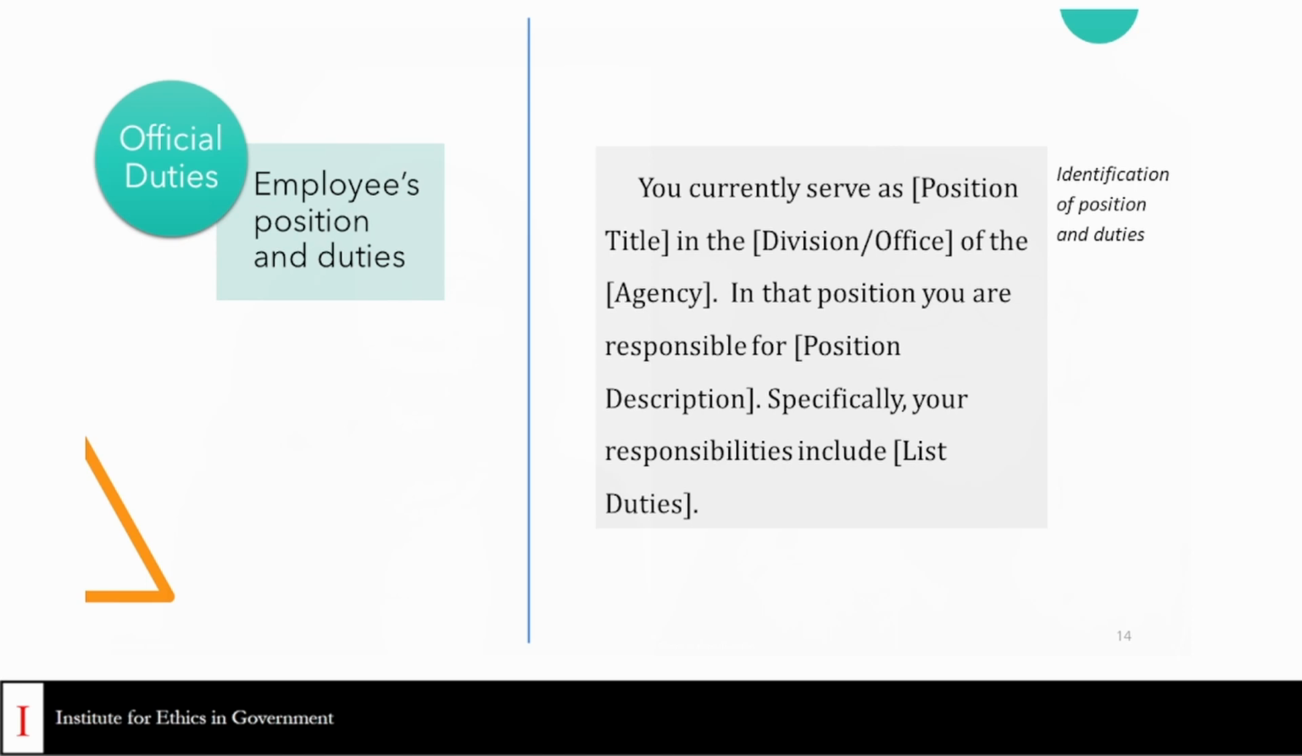These details are very important because they explain why the employee needs to participate in a particular matter affecting their financial interest and whether the disqualifying financial interest should actually be waived. For example, if the employee's role is administrative or advisory and they do not have any decision-making authority, it may be easier to justify the issuance of a waiver.